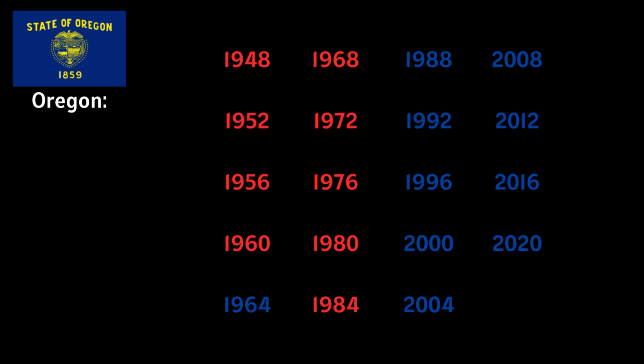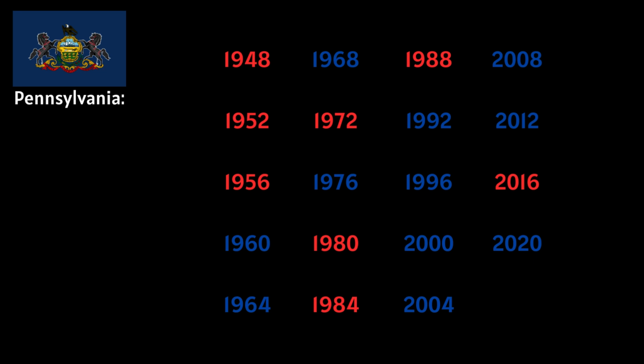Nowadays, Oregon is known as one of the most liberal states, but this was not always the case. Republicans won Oregon in every election from 1948 to 1960, as well as 1968 to 1984. Since 1988, however, Oregon has voted blue in every election. Pennsylvania is another swing state that leans blue, having voted for 11 Democrats and 8 Republicans since 1948.